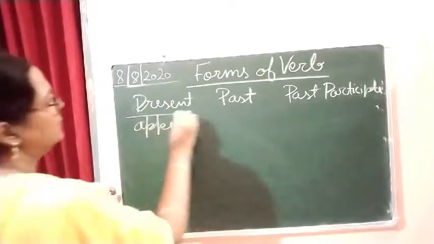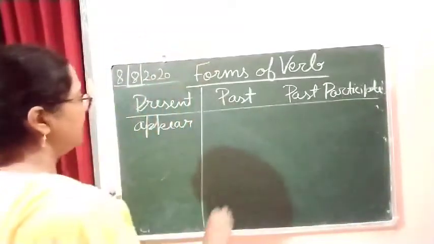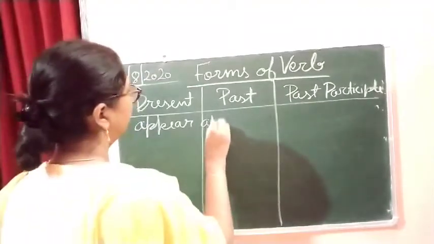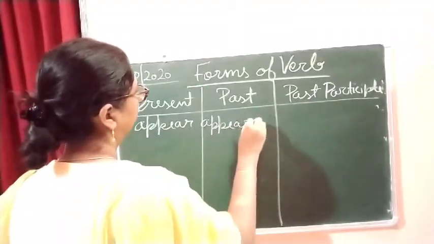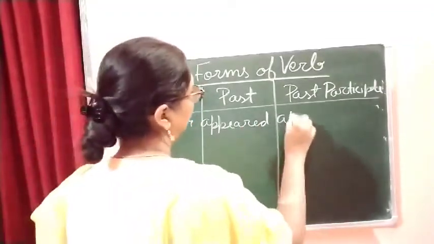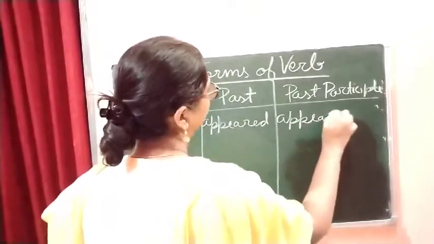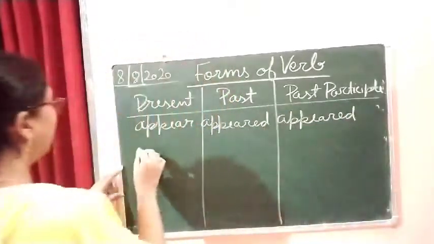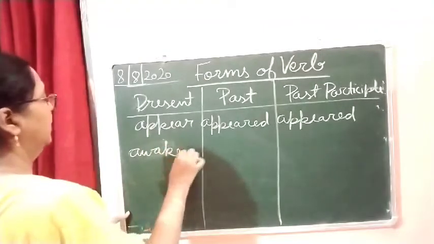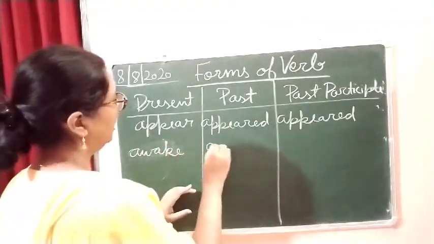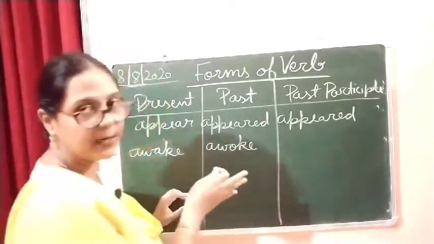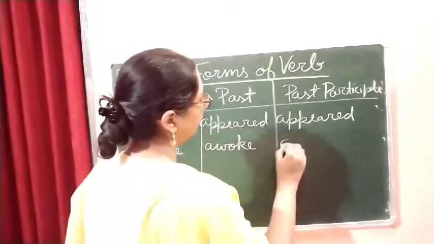In present tense, we are supposed to write appear, in past tense it will become appeared, and in past participle, appeared. Our second word is awake. In past form, awoke, and in past participle, awoken.